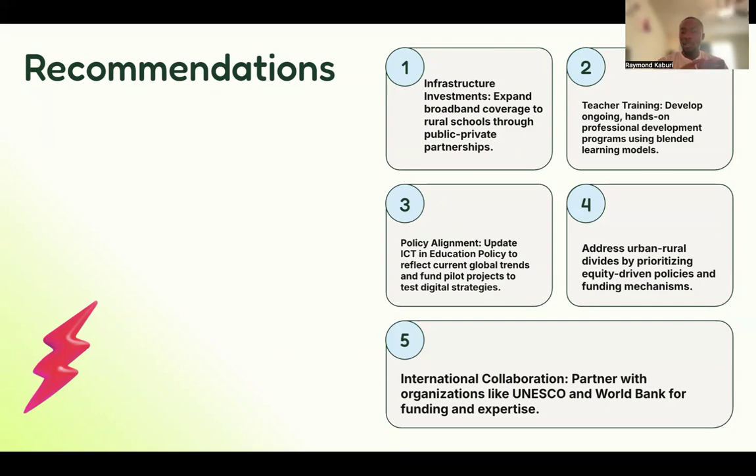There should also be a direct focus on addressing the rural-urban divides by prioritizing equity-driven policies as well as funding mechanisms. And last but not the least, I think that international collaboration can also help. Partner with organizations like UNESCO and the World Bank for funding and expertise to help solve this problem of technology integration in Ghana.